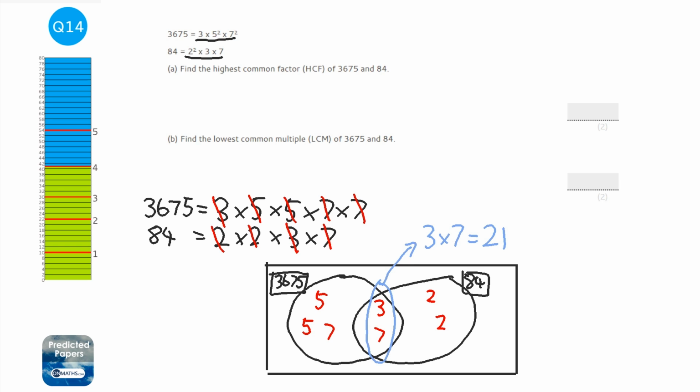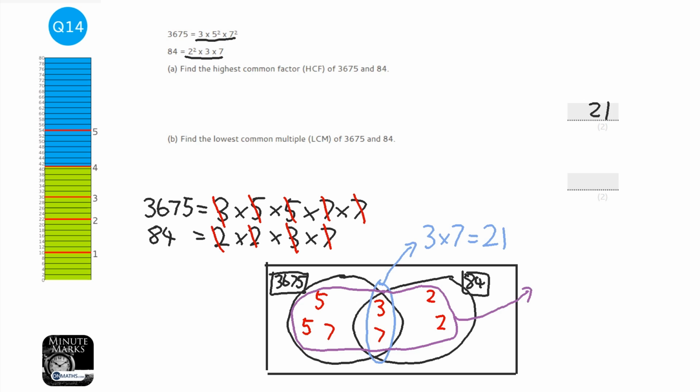So the highest common factor is 21, and that's it. There we are, it's that easy. Now, to find the lowest common multiple, which is question B, what you need to do is times all of them together, every single one.